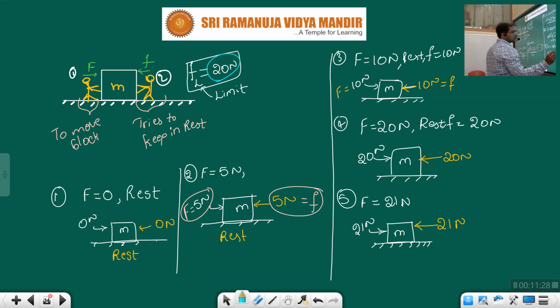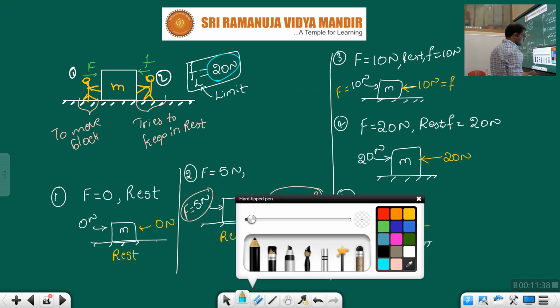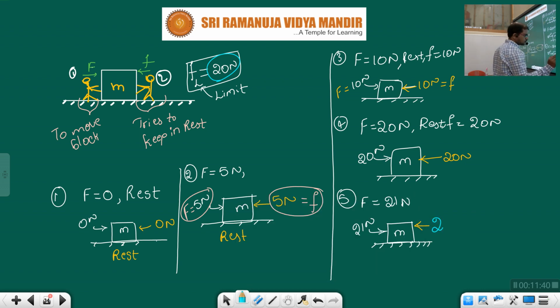20 newtons. Okay, so this much force the second person can't apply. How much force can he apply, children? His maximum limit is 20 newtons. So he applies only 20 newtons of force. Okay, this is his limit. That is small f. This one is capital F. Children, now say whether the block will move or rest.